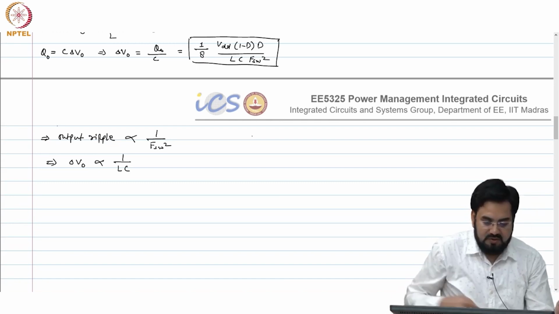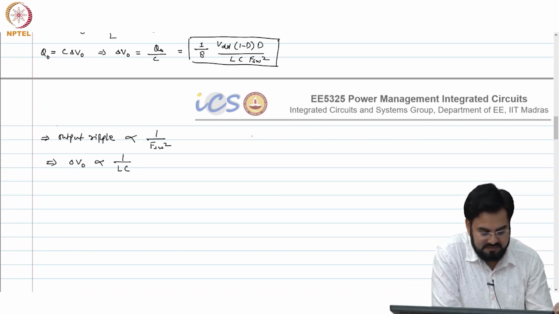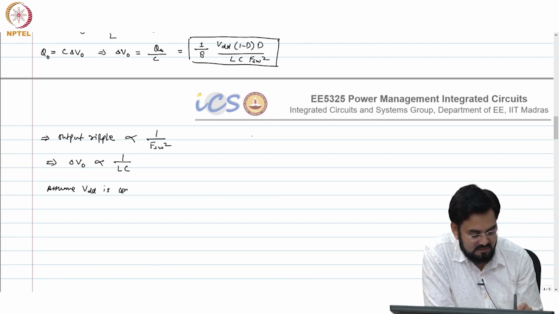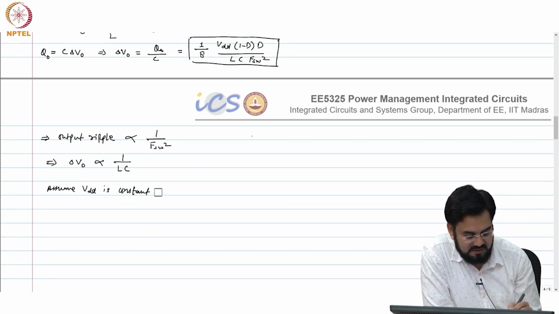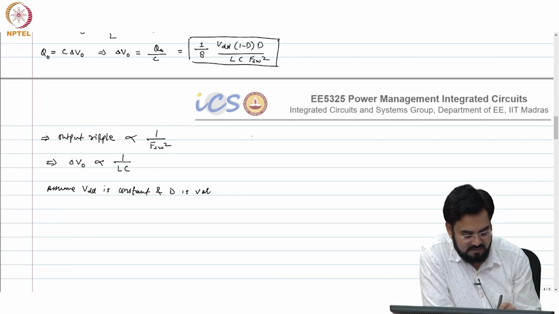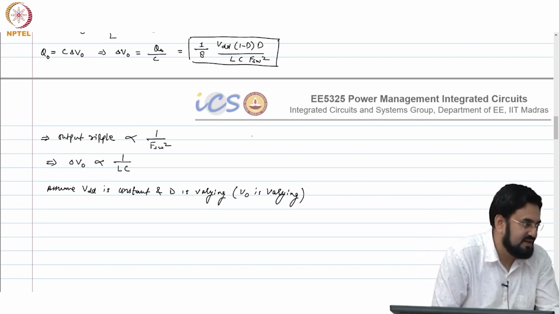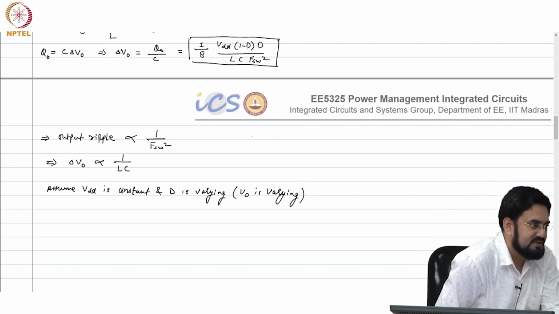Okay. So, how can I find the maximum ripple? So, let us say assume VDD is constant and D is varying, which means V out is varying. Okay. If V is constant, then the only way D can vary is if output is varying.